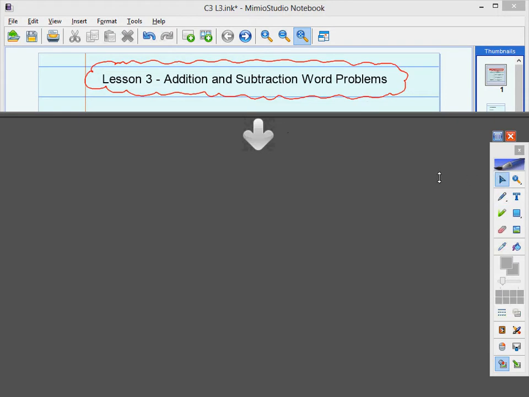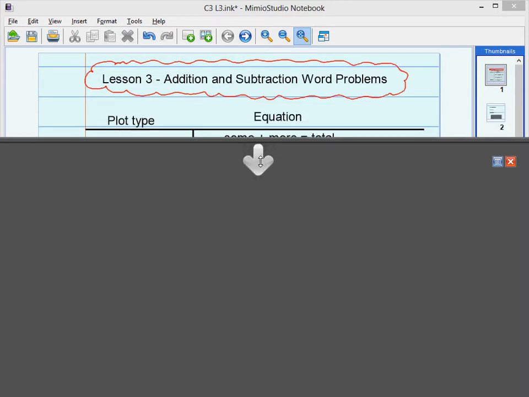On this, what you'll see here, we have a chart. Okay, so it's a T-chart. You're going to title one of the columns Plot Type and the other column Equation. Okay, so now what's a plot type? A plot type is just the scenario or what's happening. If you think about the plot in a movie, it's what's the story. Same thing in a story problem, a word problem, we're going to have a type of problem that we have to figure out what's happening.